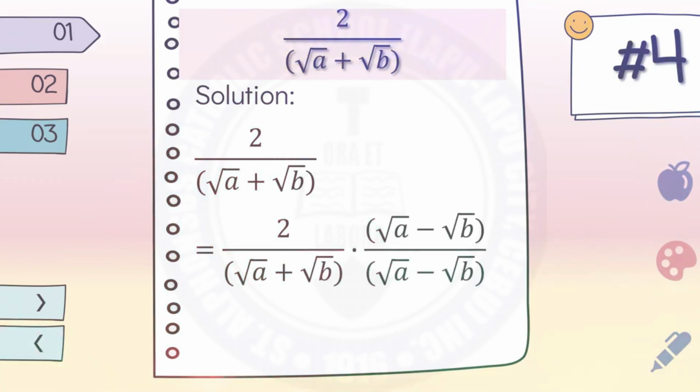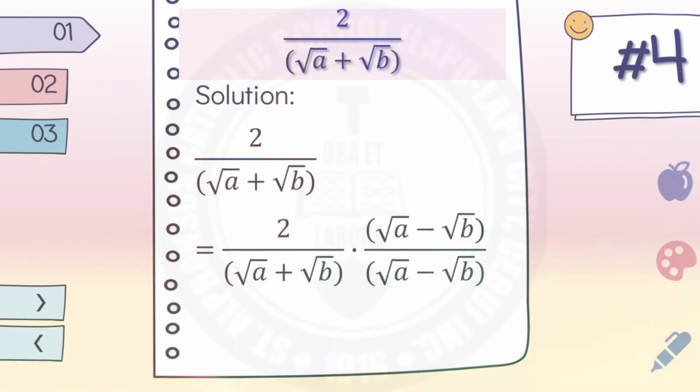So you need to multiply quantity square root of A minus square root of B to the denominator and also to the numerator to rationalize the denominator. So in simplifying this, numerator to numerator, that's 2 times quantity square root of A minus square root of B. And as we multiply the denominator, the first term is square root of A, the second term is square root of B. Remember, if you multiply conjugates, all you need to do is to get the square of the first term minus the square of the second term.